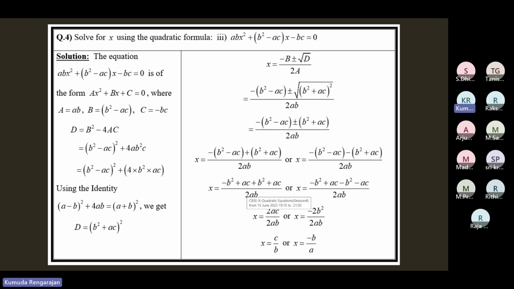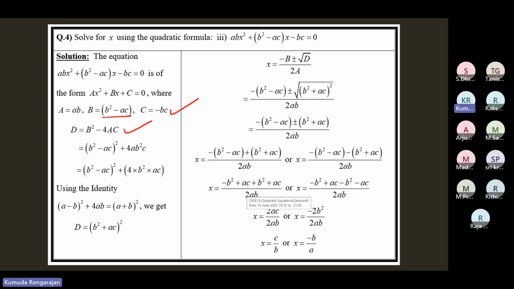So the equation is of the form Ax square plus Bx plus C is equal to 0, where A is ab, B is b square minus ac, and C is minus bc. Is this understood, children? All of you? Yes, ma'am.